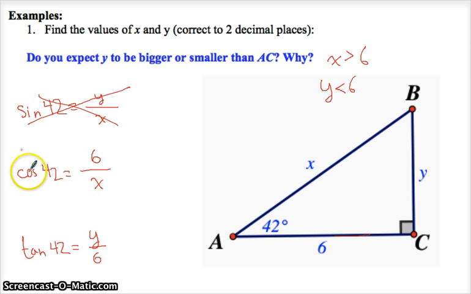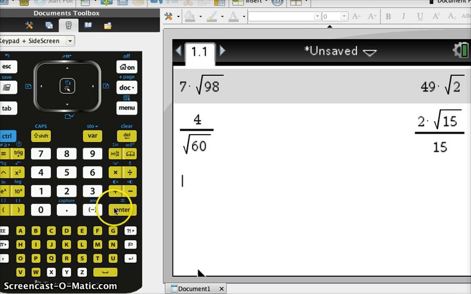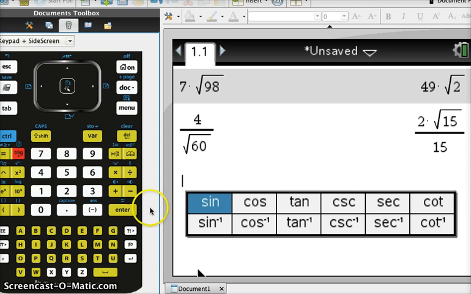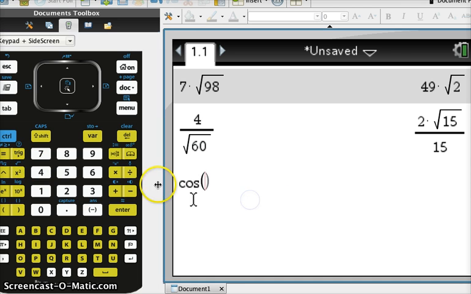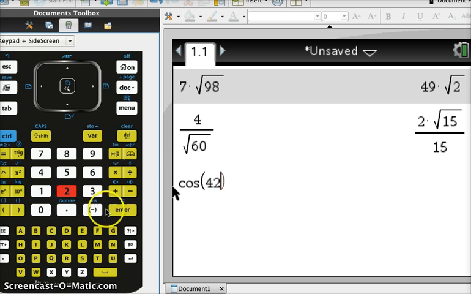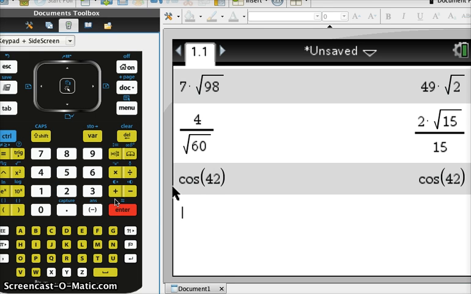Check out this. I got one variable in here, so that's great. Cosine 42 equals 6 over x. Well, what's the cosine of 42? All right, let's go to the calculator. If I type in cosine of 42, how do I figure out what the cosine of 42 is? Well, first of all, I go into this little thing called trig right here. If I hit that, I get the little trig menu. I can type in cosine, I can type in 42, and I get the cosine of 42 is the cosine of 42. Well, thank you very much.